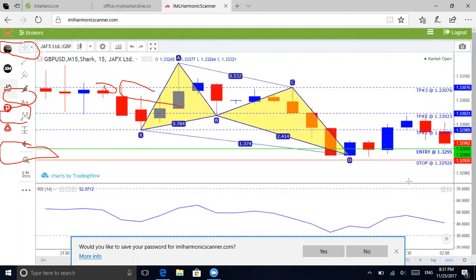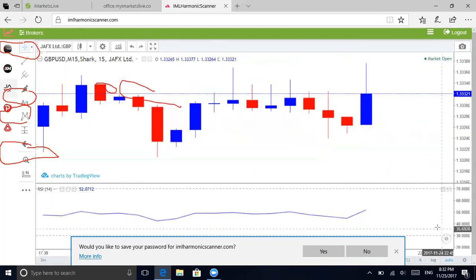So for you to know if it's going to turn around at this point, you want to look at RSI right here. As you can see here, it's pointing down. So that means this market is still going down. It's not turning around. That's what that means.